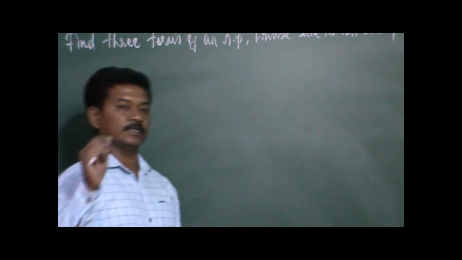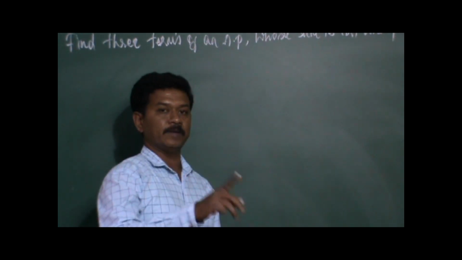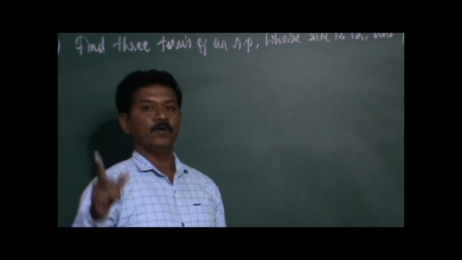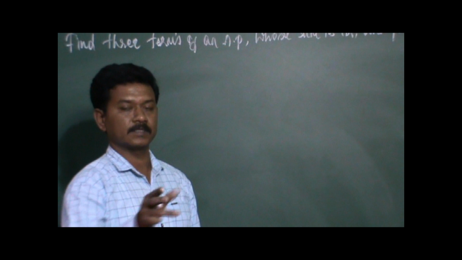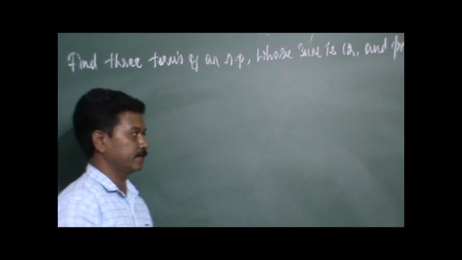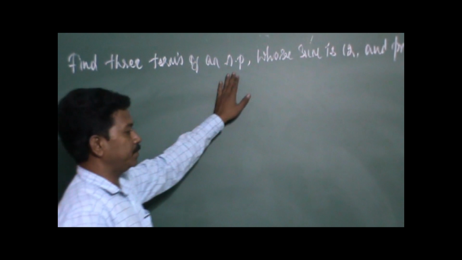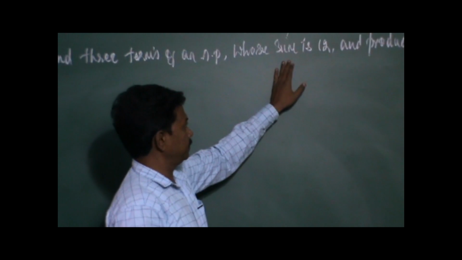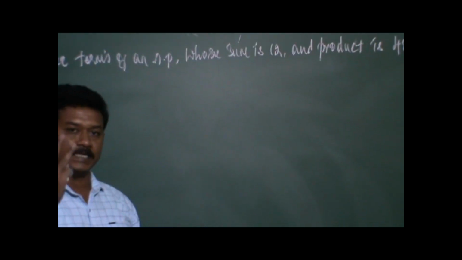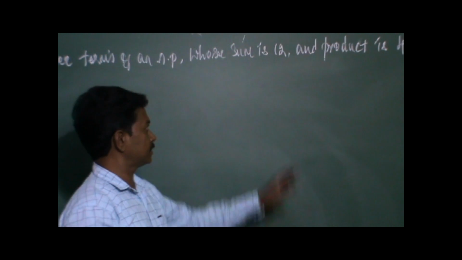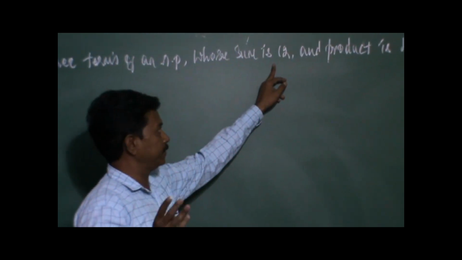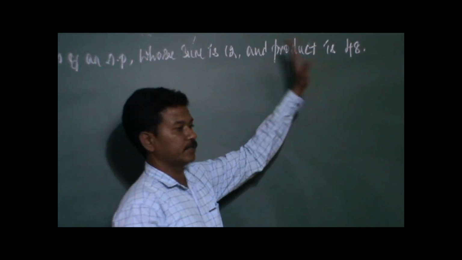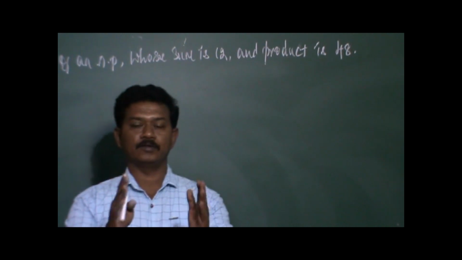So one thing is understood. Find 3 terms of an AP means all those 3 terms are consecutive. Consecutive means they come one after the other. Find 3 terms of an AP, understood that they are consecutive, whose sum is 12. When we add those 3 terms individually, we get the sum as 12, and when we multiply those 3 terms, we get the product as 48. So then we have to find those 3 terms.